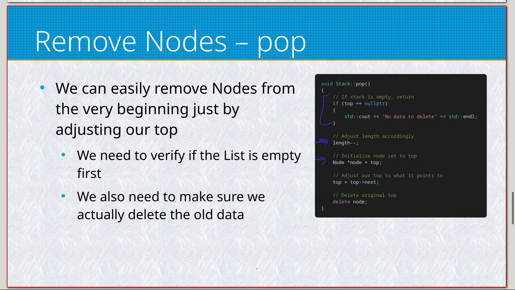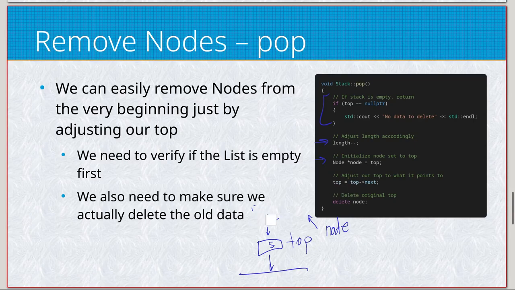Then we want to set a node that is associated with our top. So let's go ahead and set up our 5 and our 6 from earlier. That should be pretty easy. 5 and 6, here's our top. Okay, so our node is now going to be associated with top. So node is here, and then we want to say top equals top next. So top is now currently pointing at this, so its next is 5, so this is a new top.